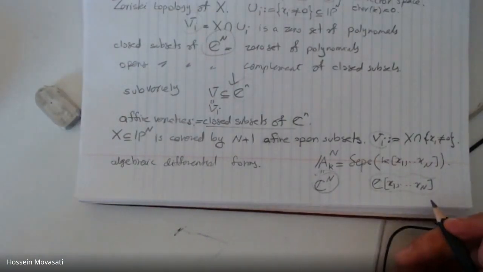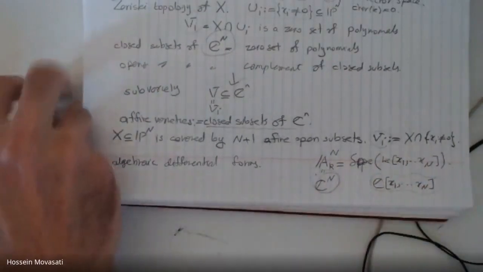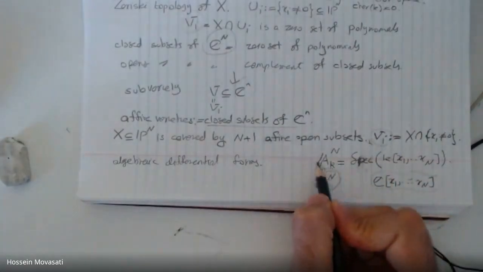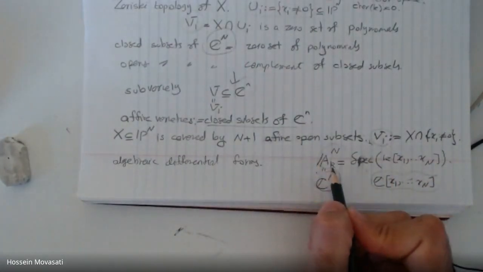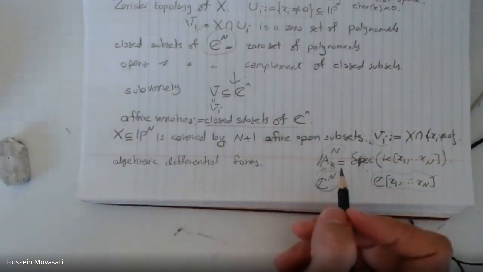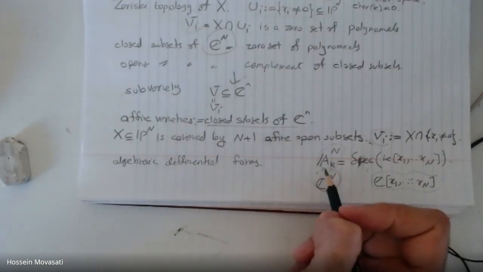But sometimes it is convenient to use this notation to keep in mind that we don't use anything beyond the field K. And yeah, okay, so let's see the difference. So we have to construct differential forms in our context.